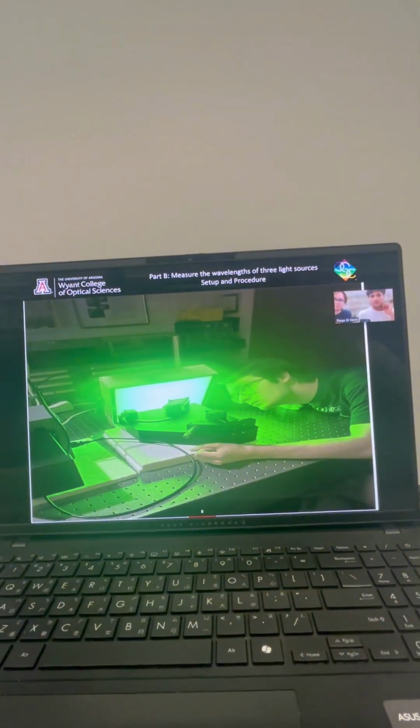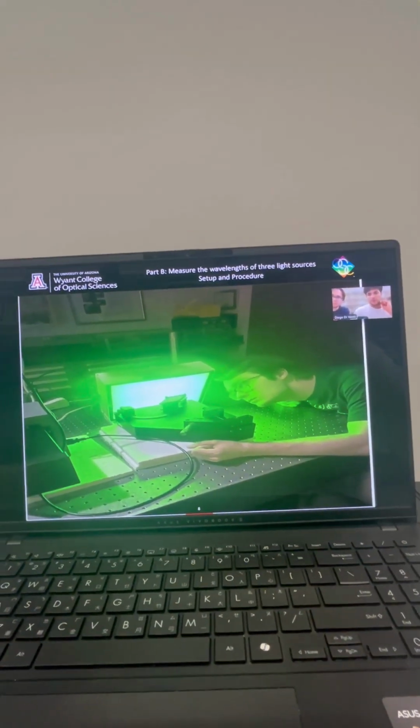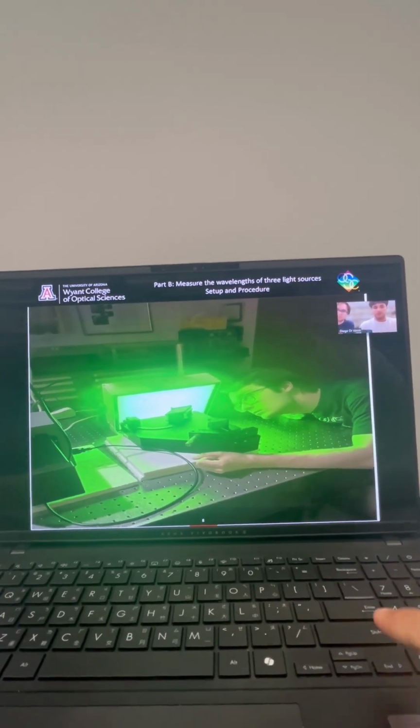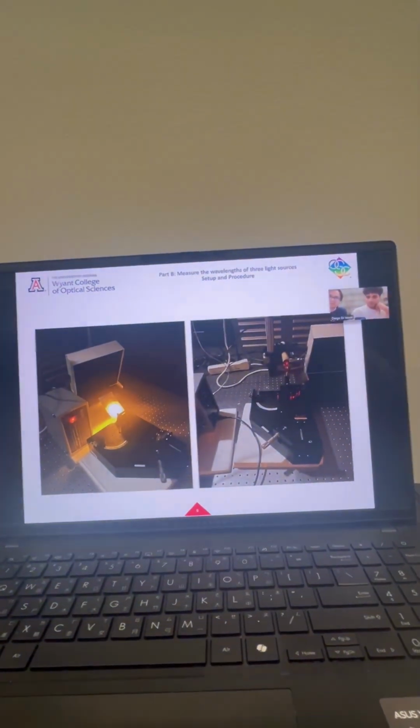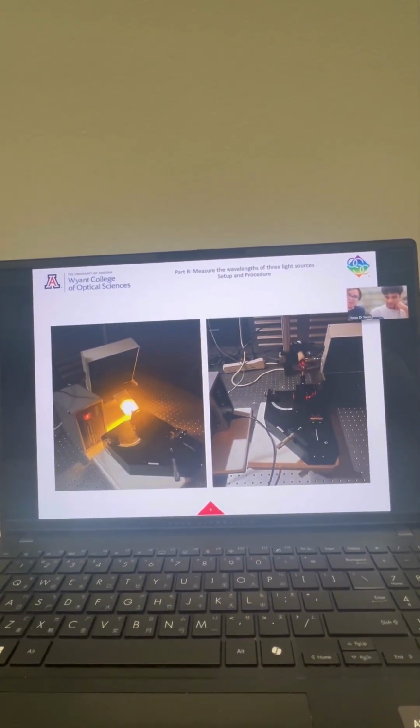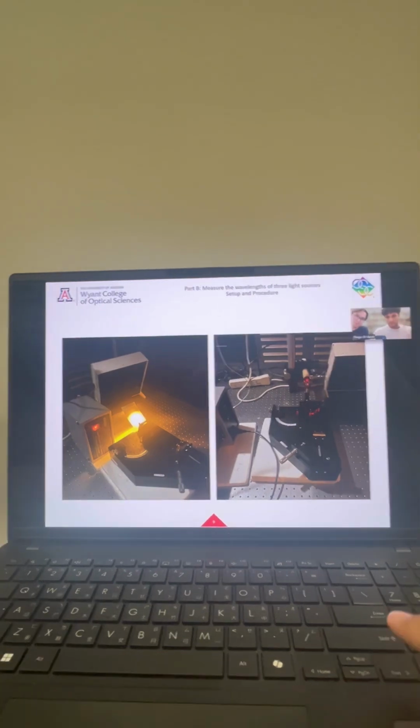So this is Tyler doing the experiment. He was counting the number of fringes by moving the micrometer, which was moving the mirror directly. This is the same setup with the sodium lamp and the HeNe laser.